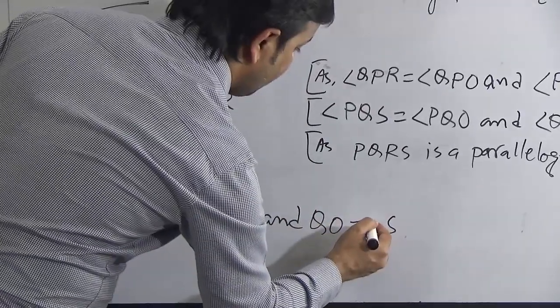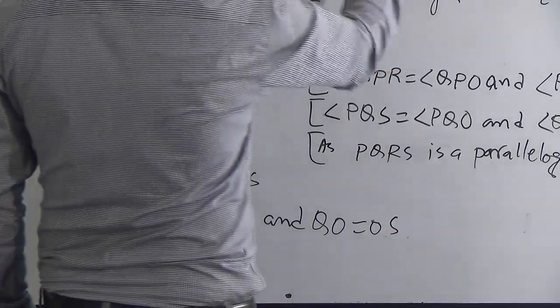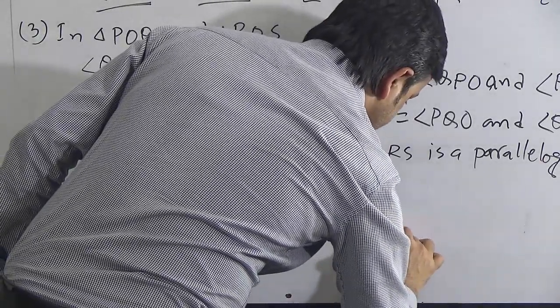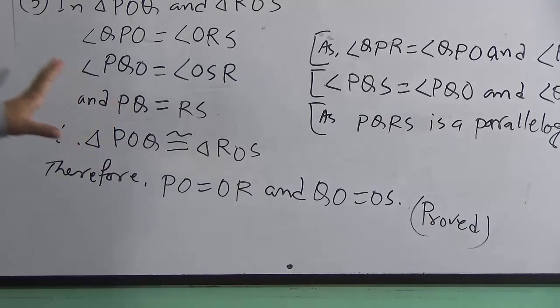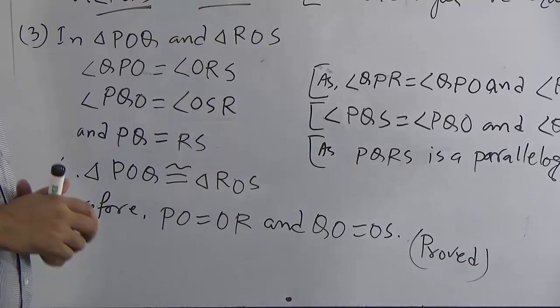What we need to prove? If you see here, we need to prove PO equal to OR and QO equal to OS. So the proof is done here, proved. Okay, dear students, I hope you have understood how to solve question B. Now I will solve question C.